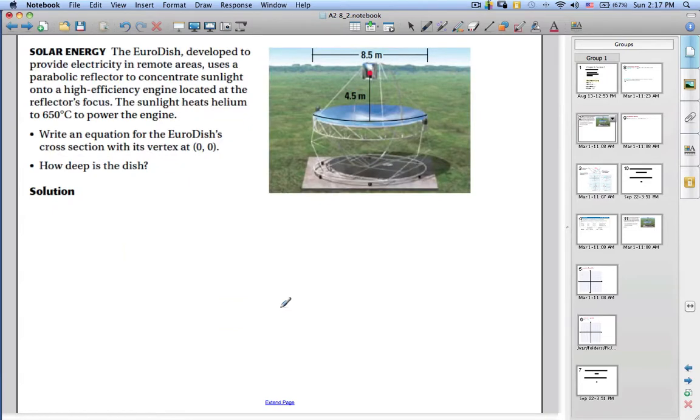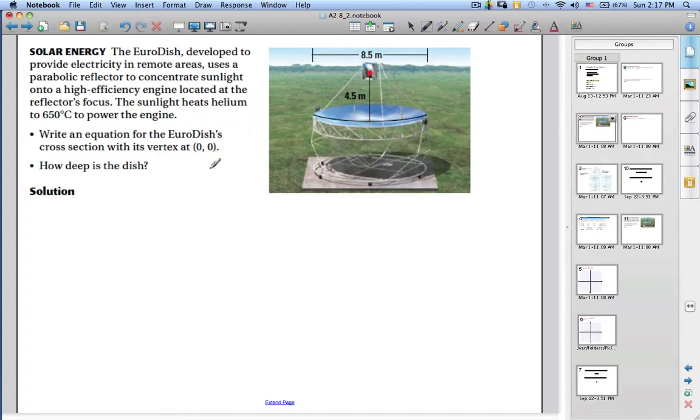So this is a problem that we might have to solve in terms of developing parabolic reflectors. Eurodish parabolic reflectors are used for a lot of things. They're used for focusing energy. They're used for capturing radio waves. They're used for capturing a lot of different things. The Eurodish is developed to provide electricity in remote areas, and it uses a parabolic reflector to concentrate sunlight into a high-efficiency energy engine, located at the reflector's focus. The sunlight heats helium to 650 degrees centigrade to power the engine.